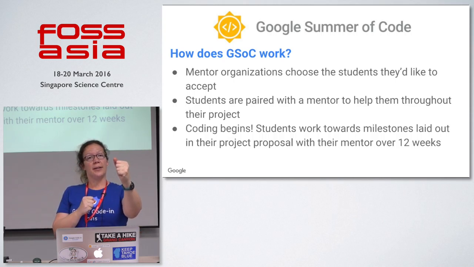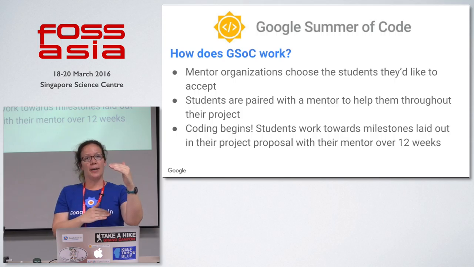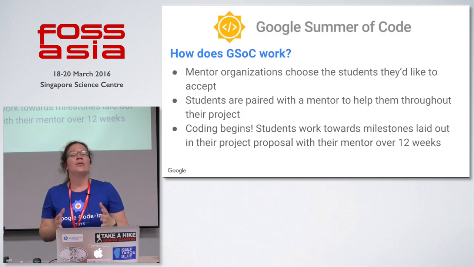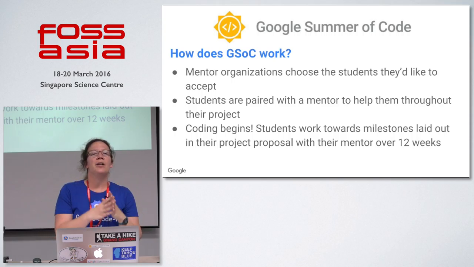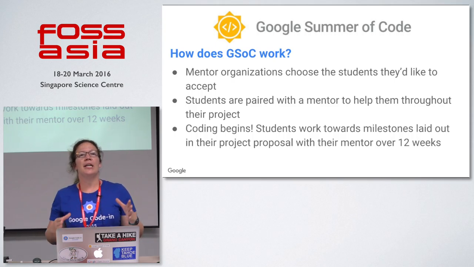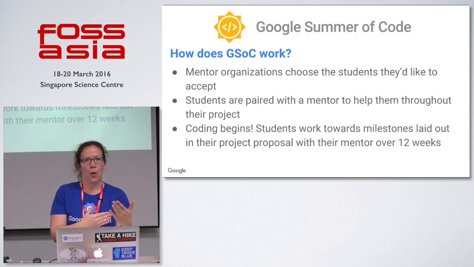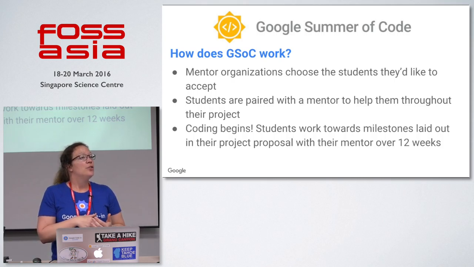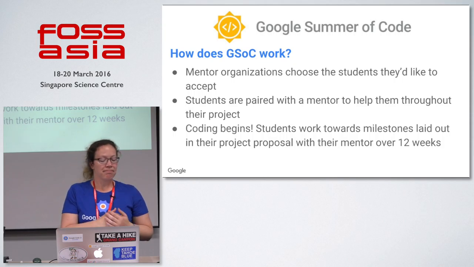So once students are selected on April 22nd, from April 22nd to May 23rd, there's a community bonding period. You're like, okay, what does that mean? So what that means is that's when you're getting to know your mentor. You're getting to know the organization. You're getting to know how they communicate with one another. You're learning about the code base. You're reading up on the documentation for the organization. And you're also working with your mentor to make the milestones and deadlines for the summer program.